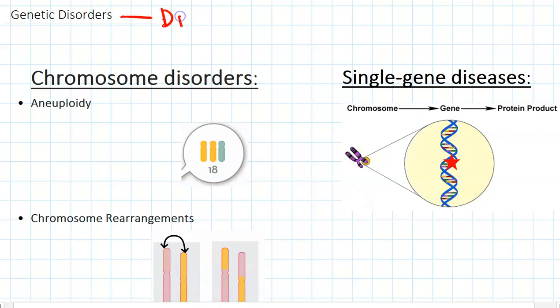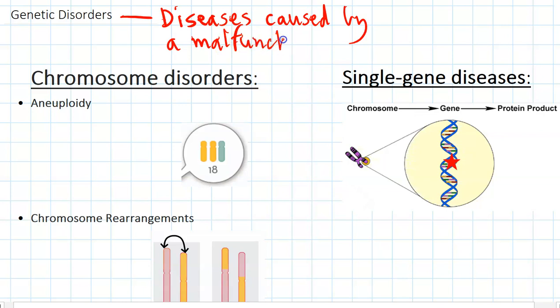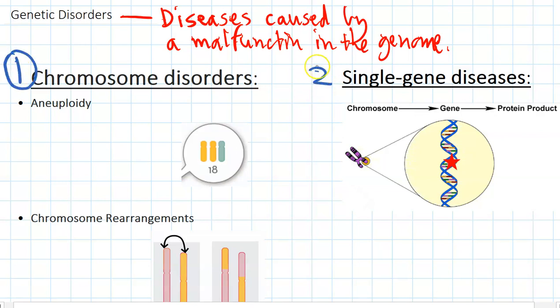So we can call genetic disorders diseases caused by a malfunction in the genes. And let's call it in the genome. It doesn't have to be in the gene, it could be in the whole chromosome too. Okay, so the two main categories of genetic disorders. The first one is a disorder to do with the entire chromosome, and the second one is to do with just a single gene itself.